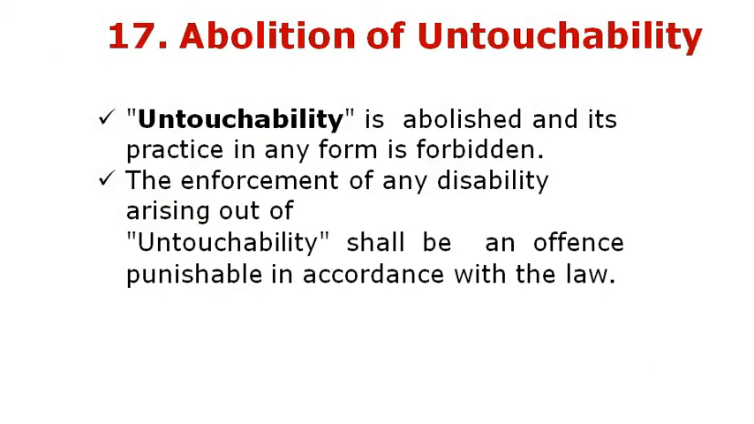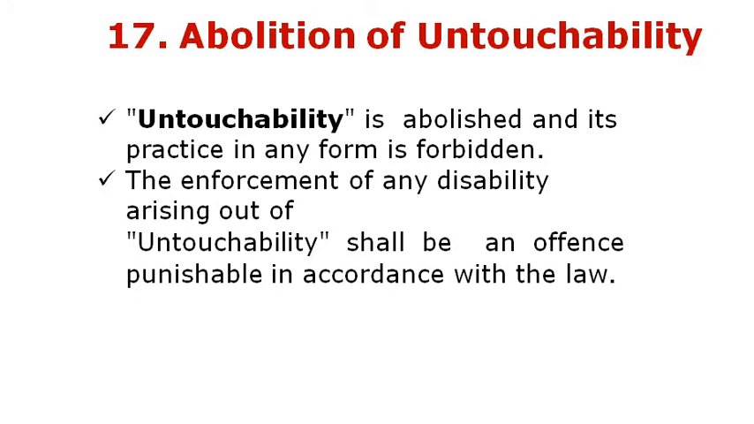Then comes the Article 17. Many of the times this has been asked in the exam. What is the Article 17 or the abolition of untouchability is given in which article? So Article 17 deals with the abolition of untouchability. The untouchability is abolished and its practice in any form is forbidden. The enforcement of any disability arising out of untouchability shall be an offence punishable in accordance with the law.